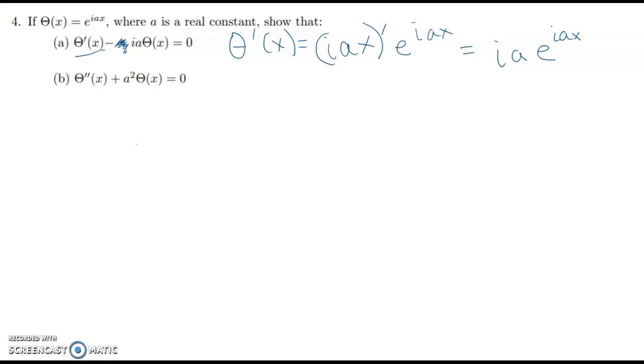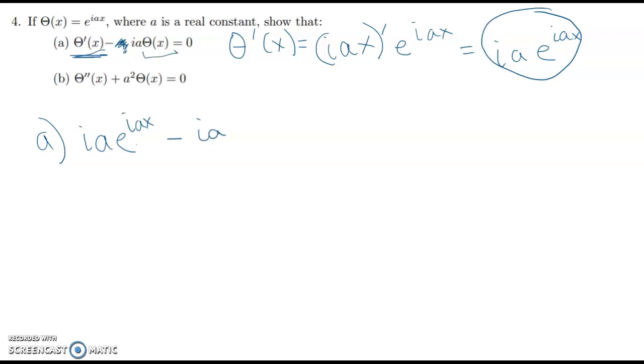Okay, so now let's plug this in to here. I have i a e to the power of i a x minus i times a times theta of x, which is e to the power of i a x. It looks like they're exactly the same thing but subtracted, so this indeed is 0, and that's it. So part A was pretty easy. Let's go on to B.